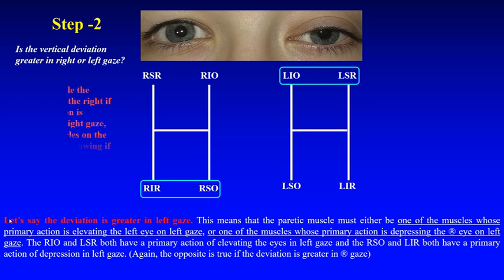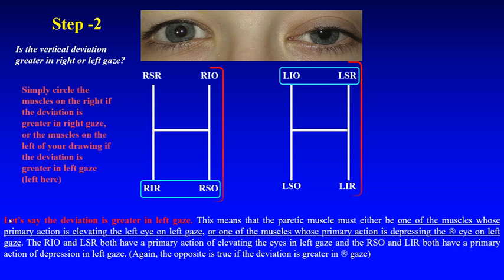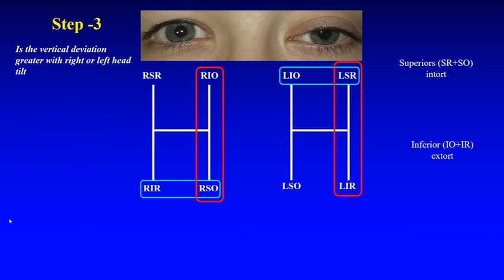So simply circle the muscles on the right if the deviation is greater in the right gaze, or muscles on the left of your drawing if the deviation is greater in the left gaze. It is left here, so we have encircled with the red RIO and RSO and LSR and LIR. The third step is: is the vertical deviation greater with the right or left head tilt?